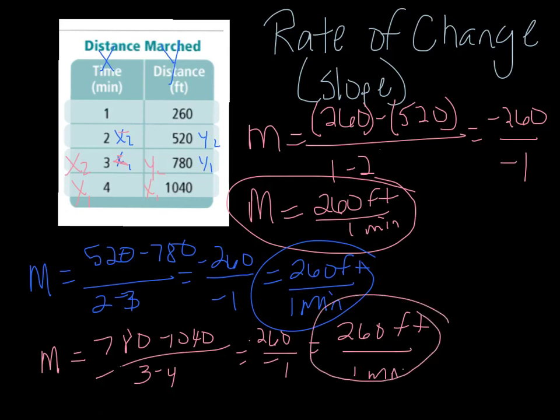Okay, that is my rate of change. And you notice the rates of change are the same. Okay, so it has what we call a constant rate of change because they're the same, and the rate of change is 260 feet per minute. Okay, all right, that's it.